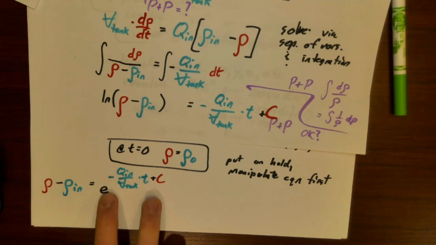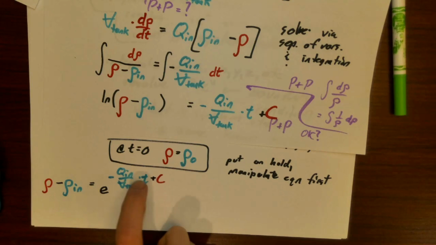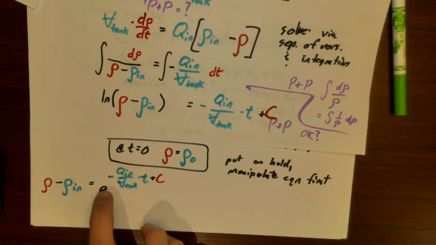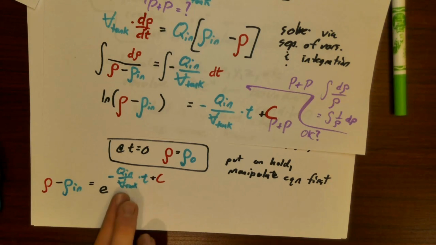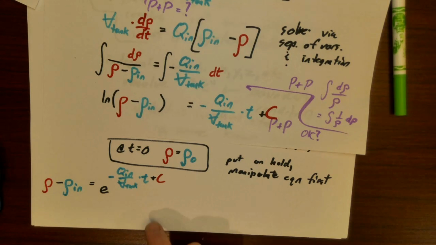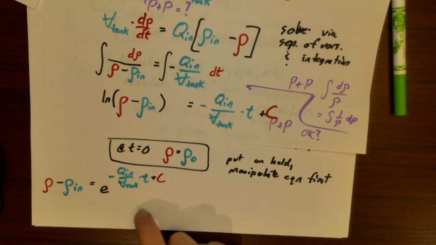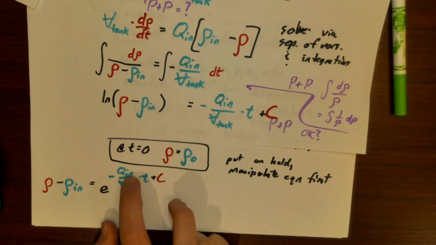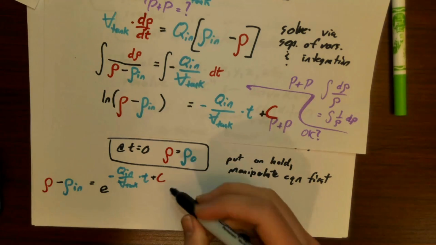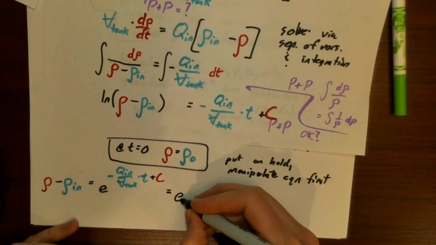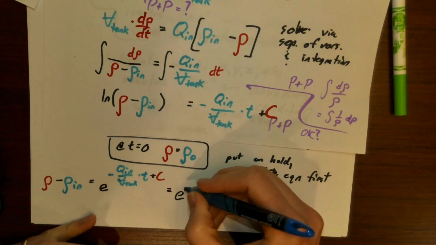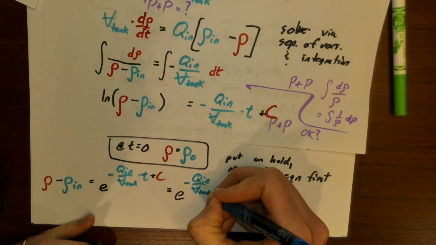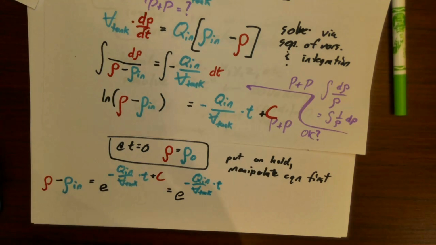Now, if you remember your rules, if you have e to a sum of two things, that's equivalent to e to the first thing times e to the second thing, right? A sum in the exponents is equivalent to a product. If I had x to the fourth, that would be equivalent to x squared times x squared, where 2 plus 2 is equal to 4. So if I have e to this one thing plus another thing, that is equivalent to e to the first thing times e to the second thing.